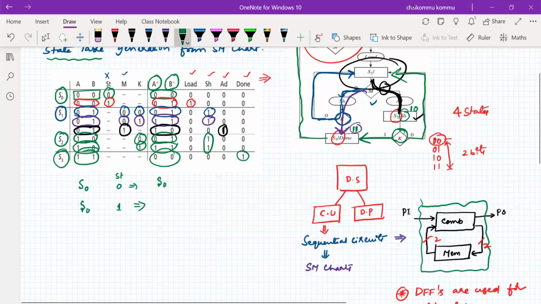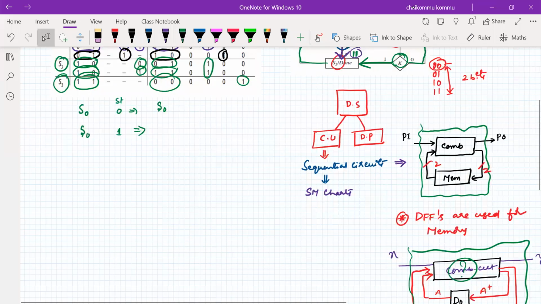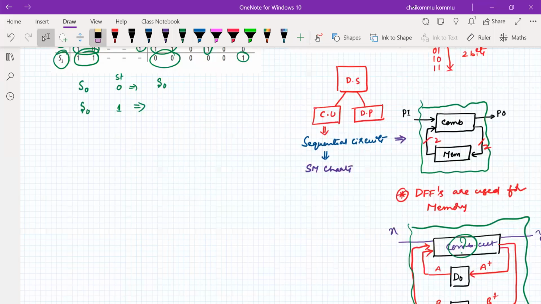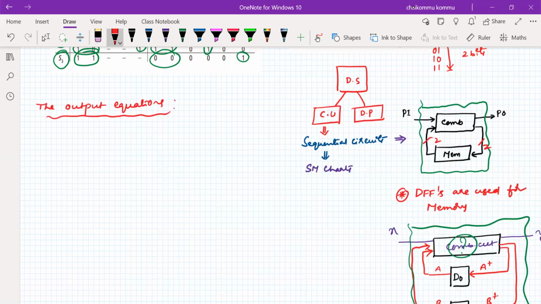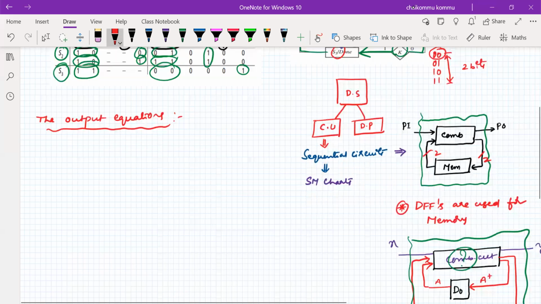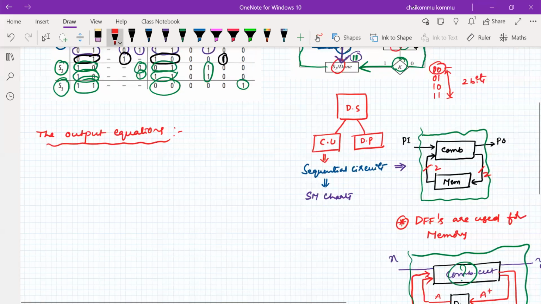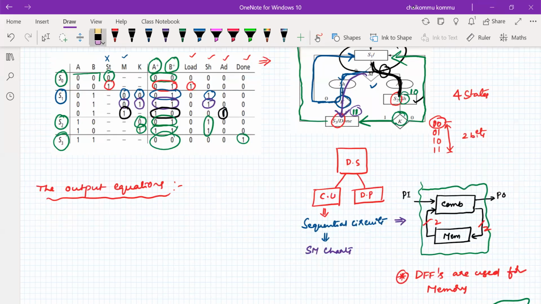Okay, so can we develop the mathematical equations for the outputs? The output equations. Can anyone tell me what the output equations will be? For example, remove all these things for simplicity.